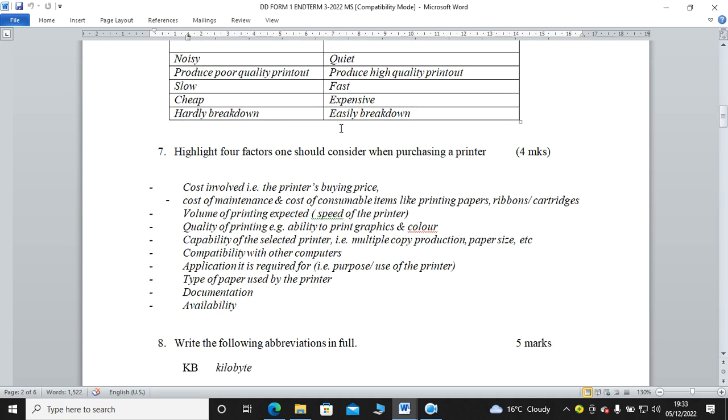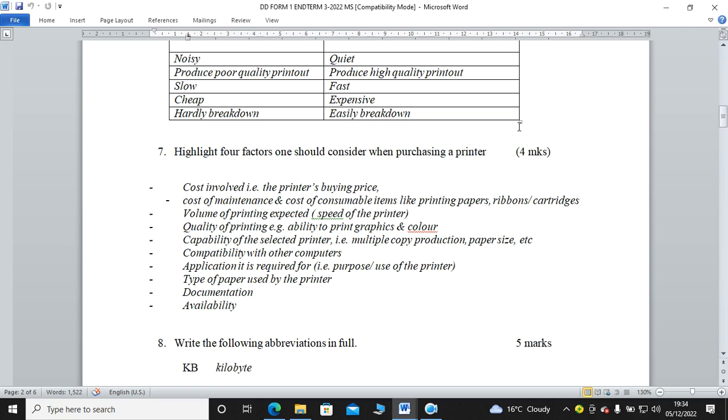Question number 7. Highlight 4 factors one should consider when purchasing a printer. In our book 1, we have 4 or around 5 points. But in my marking scheme, we have more than 10. So you can add some of these answers to your notes. We have cost involved, that is buying price or initial cost. We have cost of maintenance or running cost. This is our cost of consumables like printing papers, ribbons, cartridges, and toners.